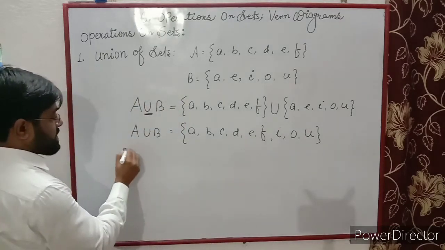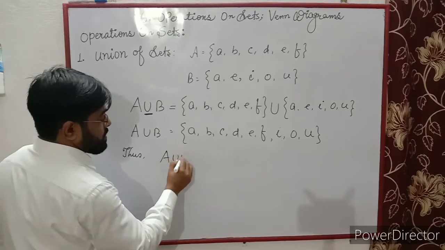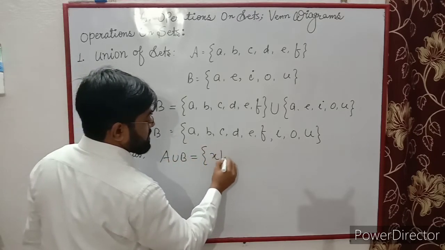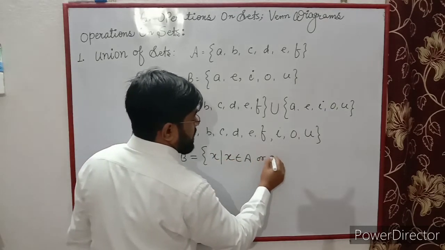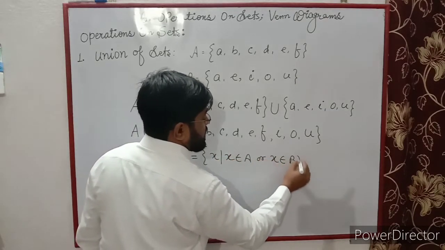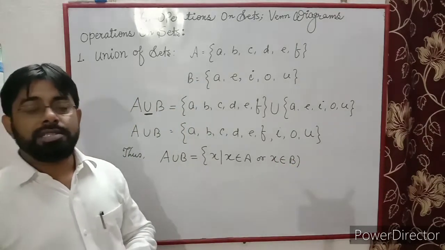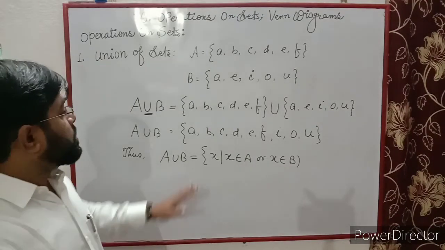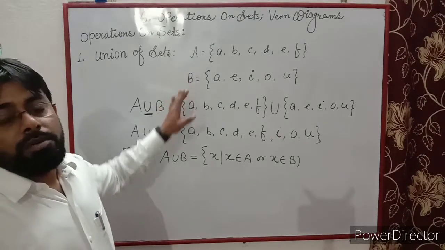Thus A union B is equal to x such that x belongs to A or x belongs to B. That is, the union of two sets consists of all those elements that belong to set A or set B or both.